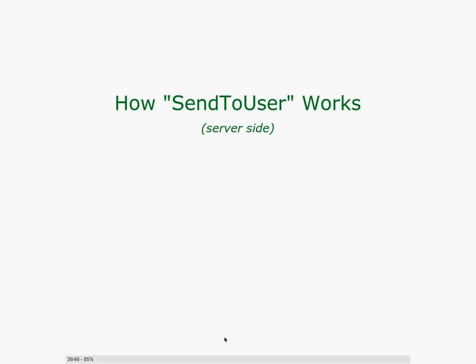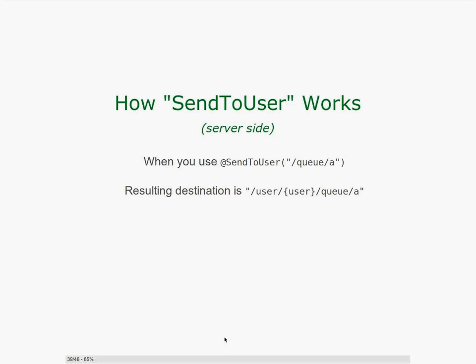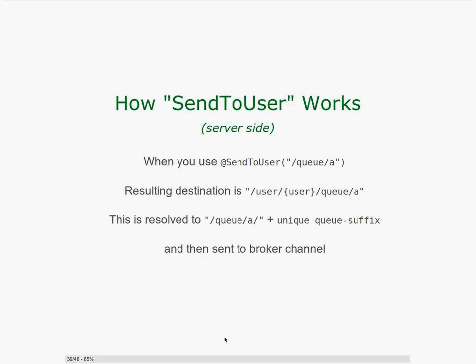Well, on the server side, whenever you use this annotation, SendToUser, we will take that destination and translate it into a destination that starts with /user. And that's a destination supported within Spring, a special STOMP destination. It is resolved to /queue/a plus a unique queue suffix that corresponds to that user, and then sent to the broker channel. So that implies that the user already subscribed to this particular queue.